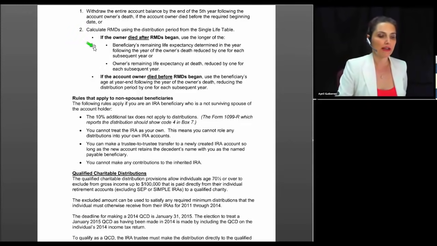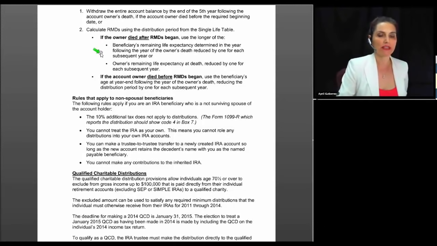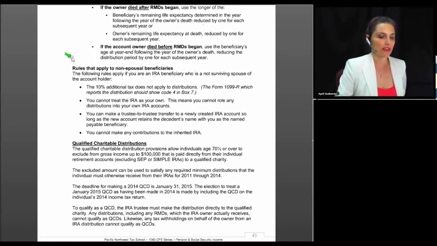If the owner died after required minimum distributions began, use the longer of the beneficiary's remaining life expectancy determined in the year following the year of the owner's death, or the owner's remaining life expectancy at death reduced by 1 for each subsequent year. If the account owner died before required minimum distributions began, use the beneficiary's age at the year end following the year of the owner's death, and then reducing that distribution period by 1 for each subsequent year.